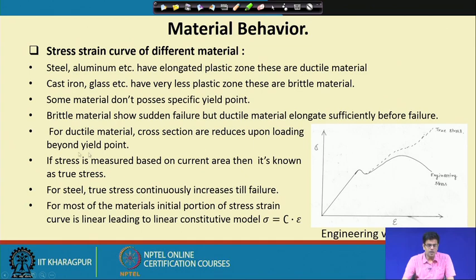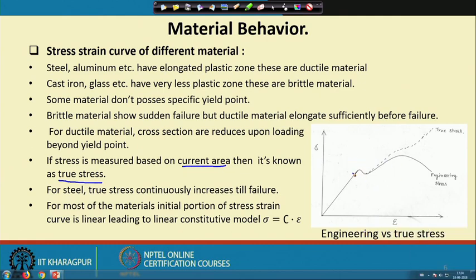Now there is also something called true stress. The stress we measure based on the current area, that is the load versus current area, is called true stress. If we plot the engineering stress and the true stress, the curves will be different, because from here the area is also changing. Engineering stress is always based on the undeformed area. Since the area is changing, the true stress will be higher, and the curve will be this.